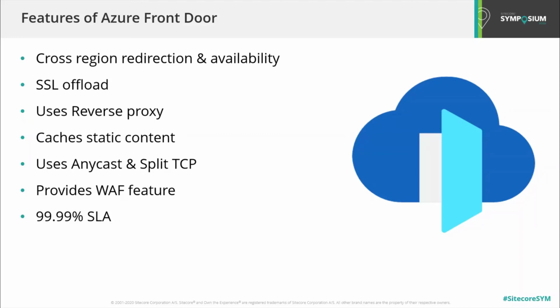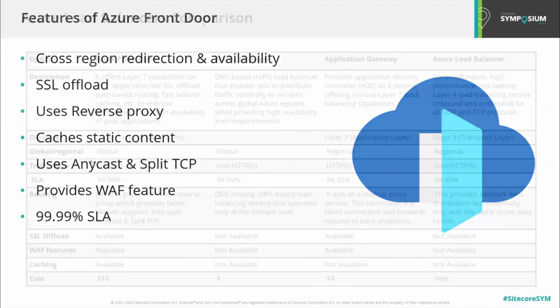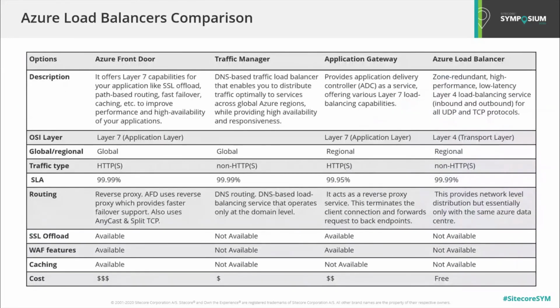Now let's have a quick look at the different Azure load balancers. Azure Front Door and Traffic Manager distribute traffic globally, while Azure Application Gateway and Load Balancer distribute regionally. Front Door and Application Gateway use a reverse proxy to route traffic, while Traffic Manager uses DNS routing and Load Balancer provides network level distribution. Features like SSL offloading and web application firewall are available in Azure Front Door and Application Gateway, while these features are not available in Traffic Manager and Load Balancer. One additional benefit of Front Door is that it also supports caching, while no other load balancer supports caching.